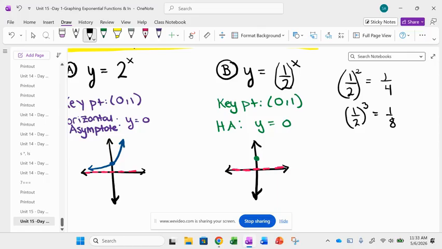So when my base was a whole number, wasn't I increasing? But when my base is a fraction, guess what? It's decreasing. So it's an exponential, but it's now decreasing. So what does this look like? We come from the top, hit our key point, and then start decreasing the whole way down.